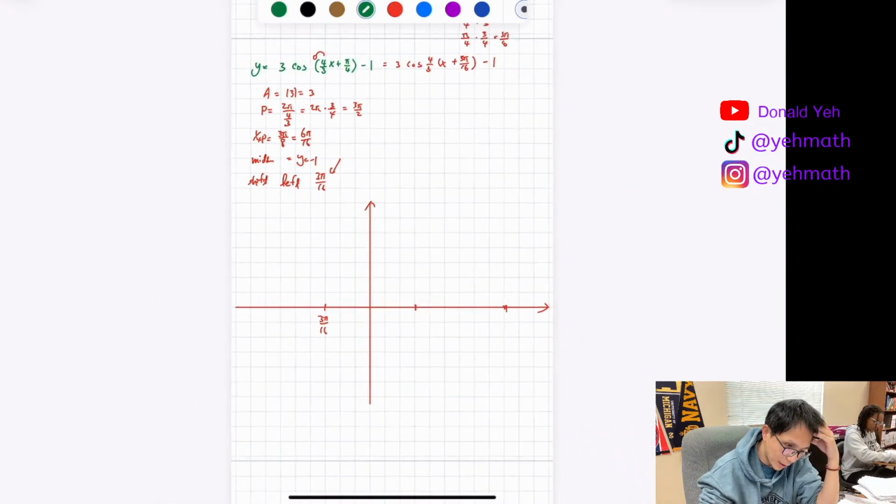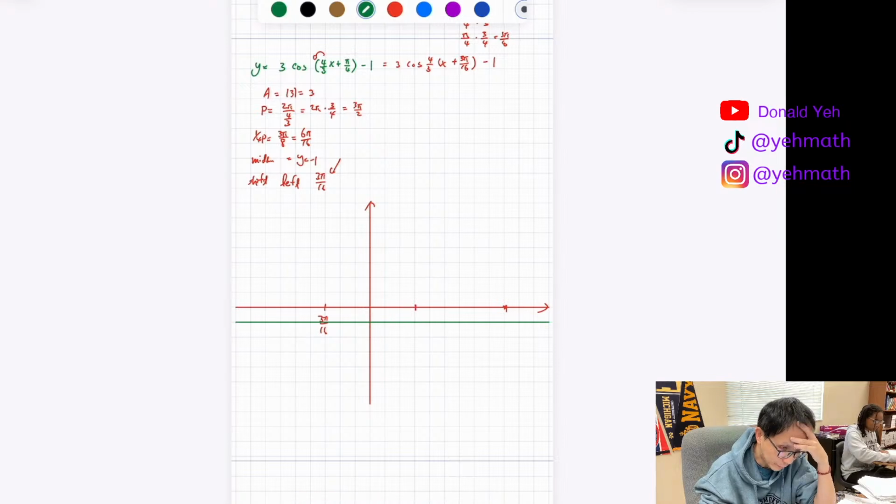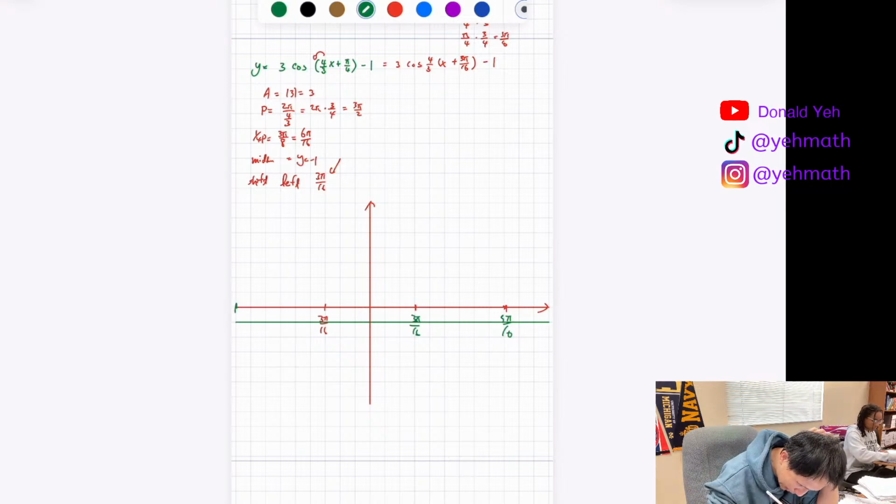Okay, so y here is gonna go down to -1, so I'm gonna say this is -1 here. This is the midline. Okay, so this is 3 pi over 16 because I moved 6 pi over 16, and this is 9 pi over 16, and this should be a whole period right here. I probably need one more space. So this is gonna be -9 pi over 16.